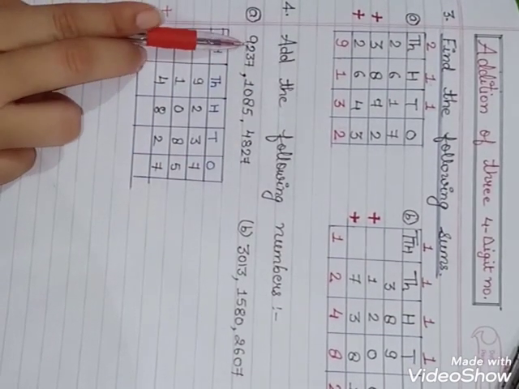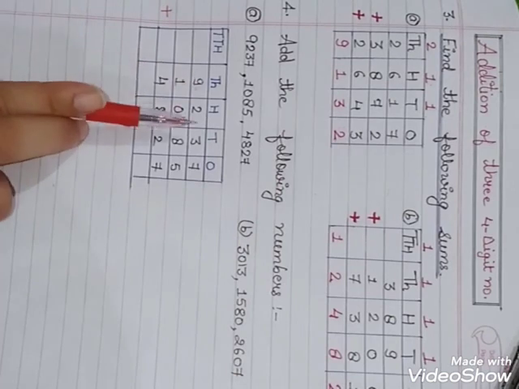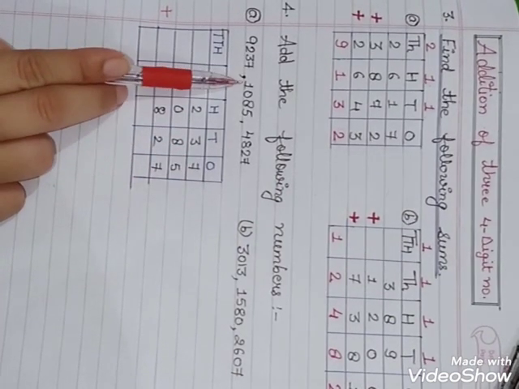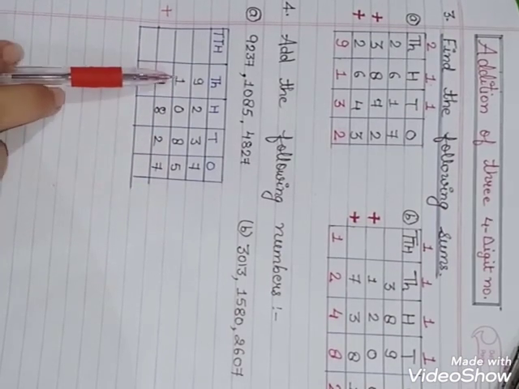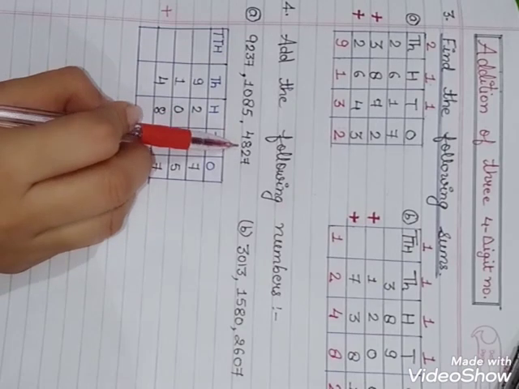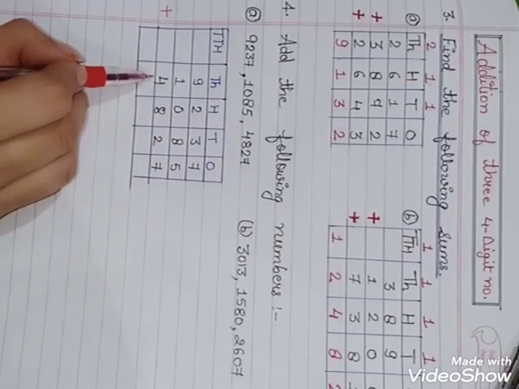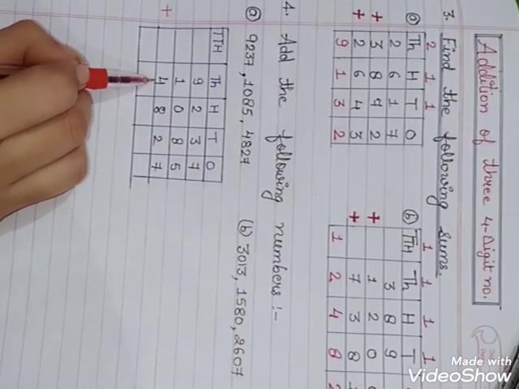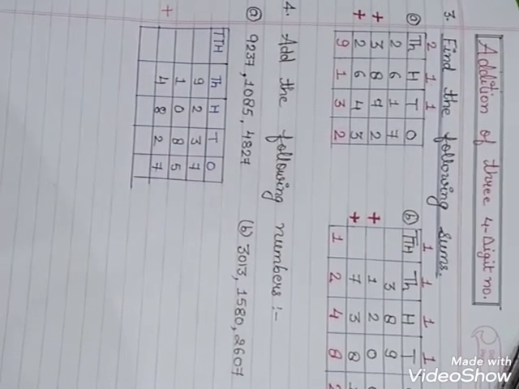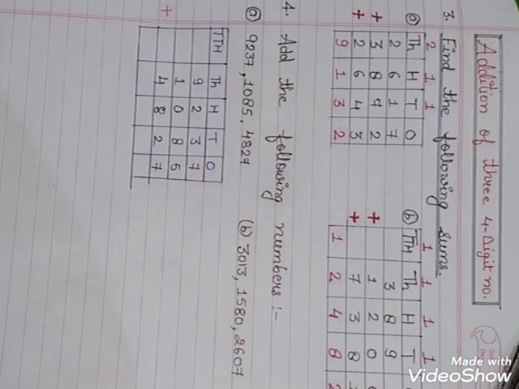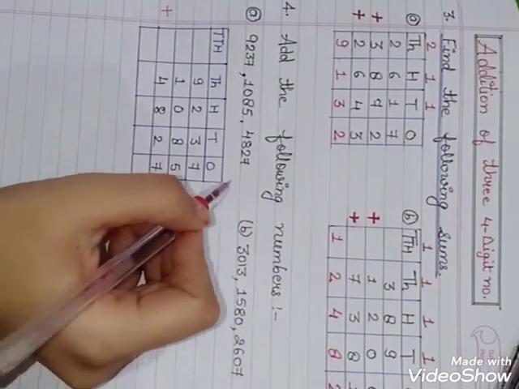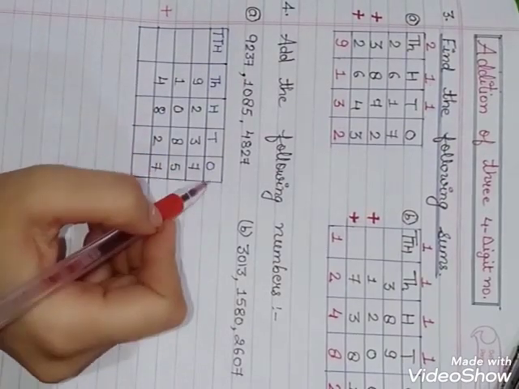So the number is 9,237. Second number is 1085. Next number is 4,827. So we write here like this: 4,000s, 800s, 2 tens and 7 ones. Now let's start the addition. First of all, we have to start the addition from the ones place.